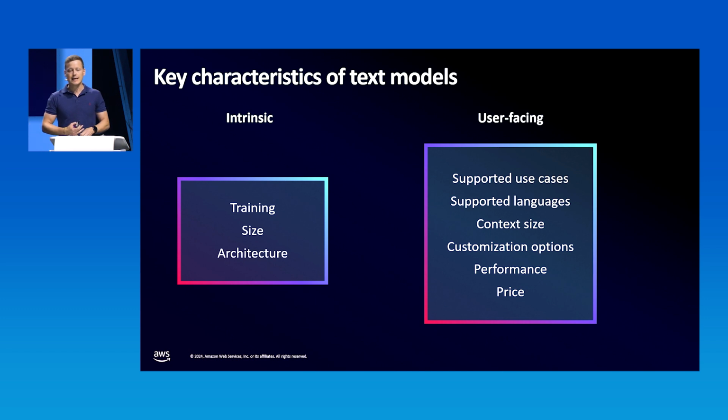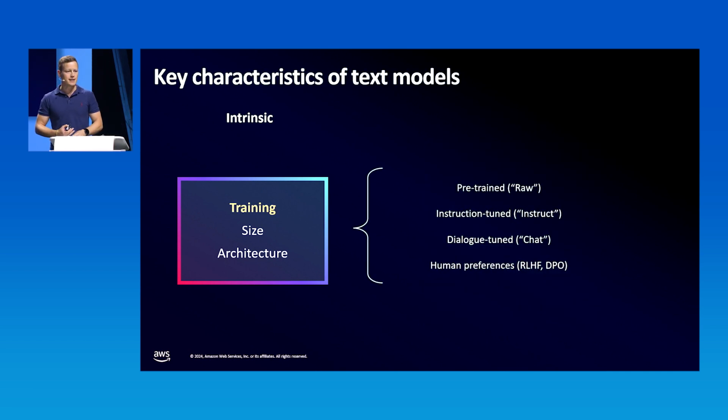So before we jump into what could be the best models for doing the summarization, let's try to understand first some of the key characteristics of text models. So let's start with the intrinsic characteristics, which relate to the technical aspects of the model, which fundamentally will shape the capabilities and behavior of the model. And then we have the user-facing characteristics, which provide more practical considerations, taking into account the end user and application point of view.